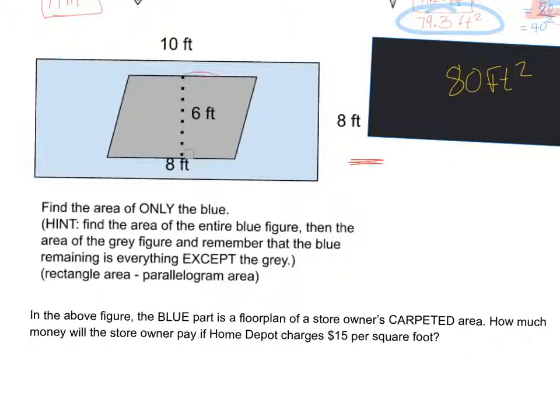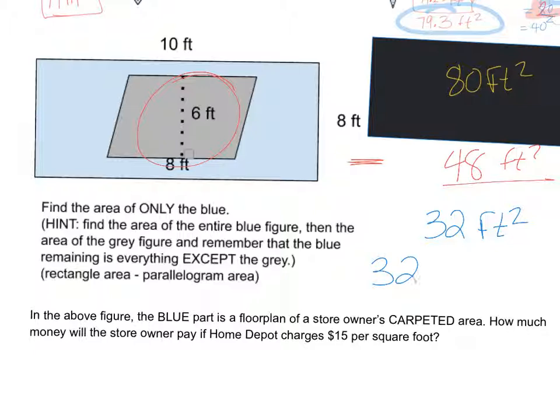Find the area of the parallelogram, and remember that the area of a parallelogram is base times height as well, just like a rectangle. And 8 times 6, you're right, is 48 square feet. 80 square feet subtracted by 48 square feet is 32 square feet. So 32 square feet, or you could write it as 32 sq ft, the abbreviation for square feet. That is the area of the blue.